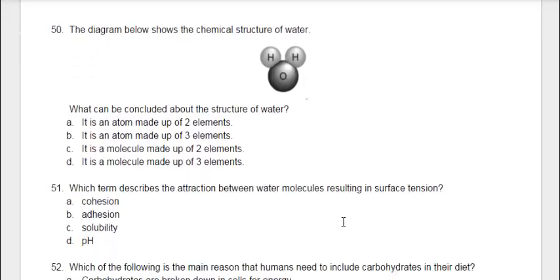51. Which term describes the attraction between water molecules resulting in surface tension? A. Cohesion, B. Adhesion, C. Solubility, D. pH.